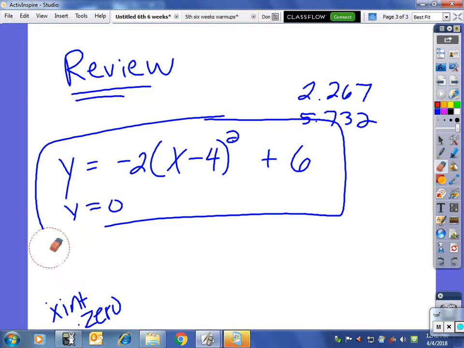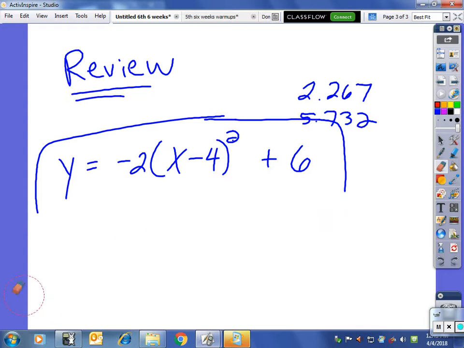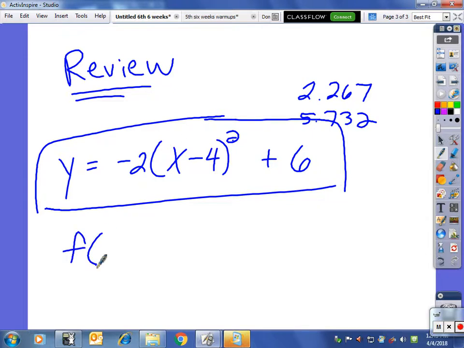All right, same parabola, just so we don't have to put anything else in the calculator. I want you to find f. Instead of y, let's write this as f of x. That's what they usually do. Yeah, it means y, exactly. Find f of -3.